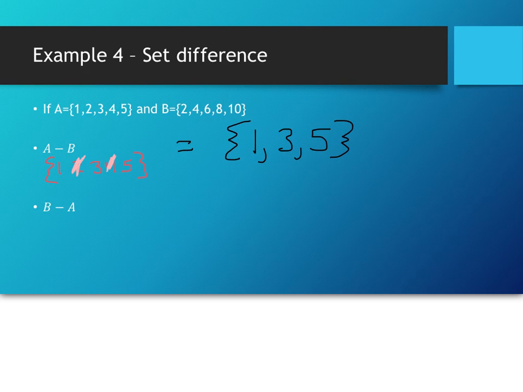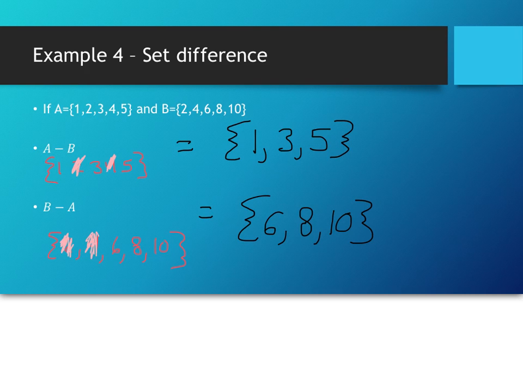If I do B minus A, start with B, 2, 4, 6, 8, 10. And we're going to throw out anything that's in A. Throw out the 2, throw out the 4. Okay. And so you're left with the set difference being 6, 8, and 10. So B minus A is 6, 8, 10. A minus B is 1, 3, 5.